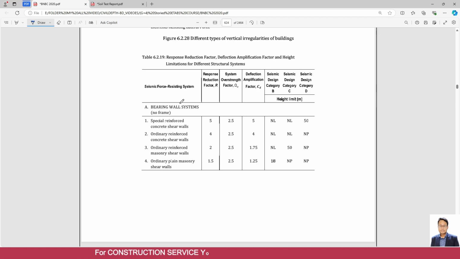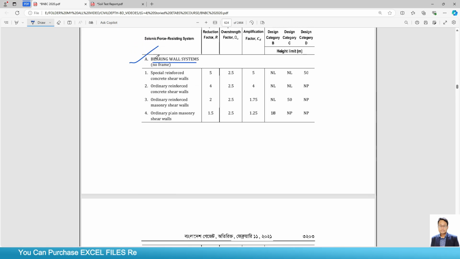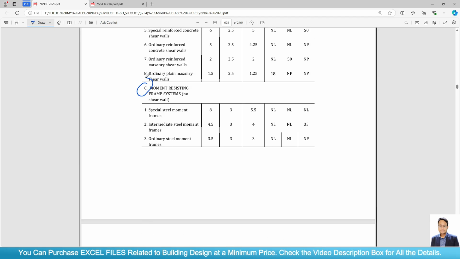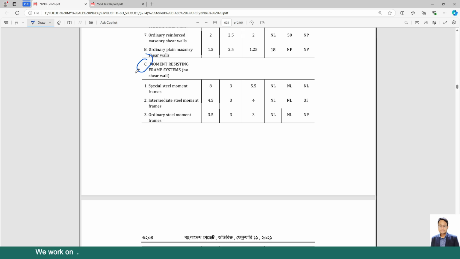Here we have different types of structural system. At first we can see bearing wall system. We can see building frame system with bracing or shear wall, but in our case there is no shear wall in our structure which will resist vertical forces. So we cannot go with type A or type B. We will go for type C. That means moment resisting frame, no shear wall. That means all the moments will be carried by the frames. That means we will take data from this table C.